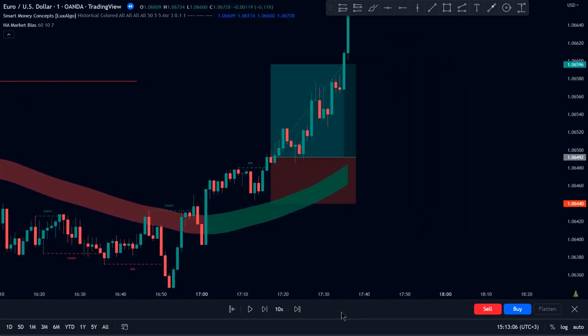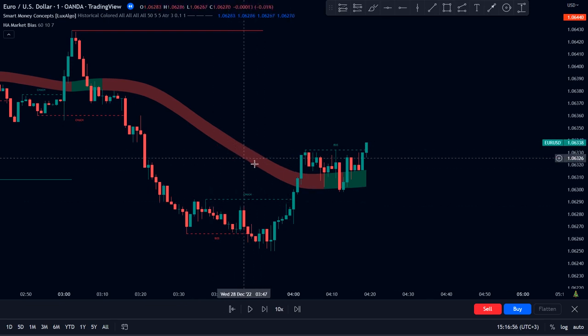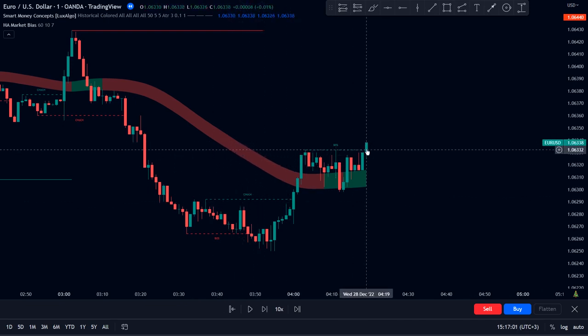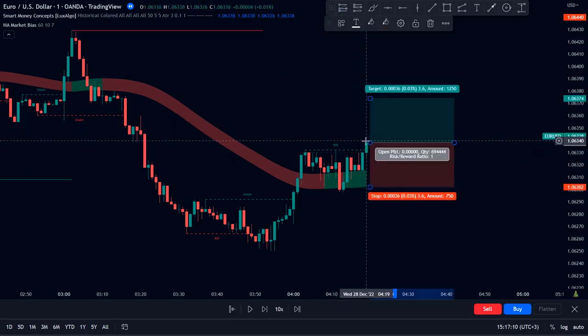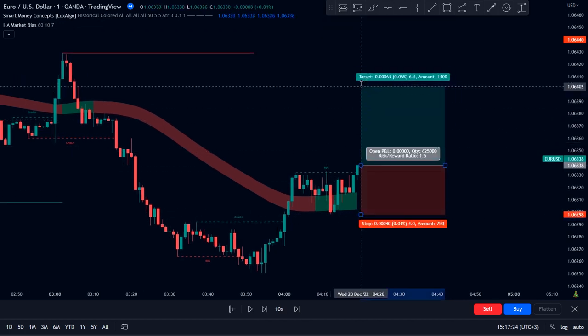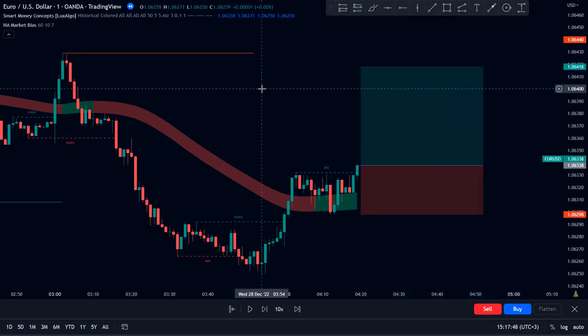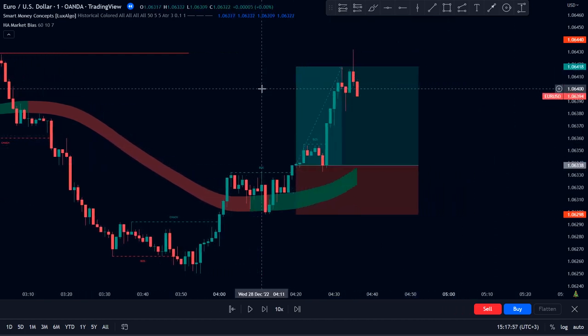Now, here's another example. As we can see here, CHoCH label in the red zone, BOS label in the green zone. So, we enter a long trade here. Set our stop loss below the most recent swing low, which is this one right here. And for the take profit, we're gonna set it at 2 times the risk. We let this trade run and hit TP.